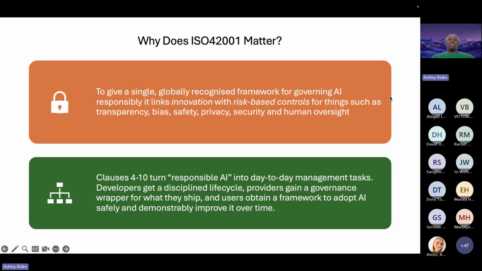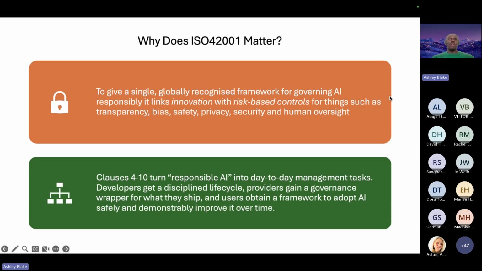So the ISO framework is made up of 10 clauses, but 1 to 3 are kind of information clauses and what you don't need to follow. But clauses 4 to 10 are your responsible day-to-day management of how you manage tasks in an AI lifecycle, and are clauses that you should follow. So just to mention, you don't actually have to follow this standard. It's a best practice thing to do so.